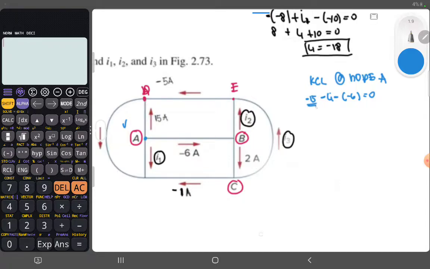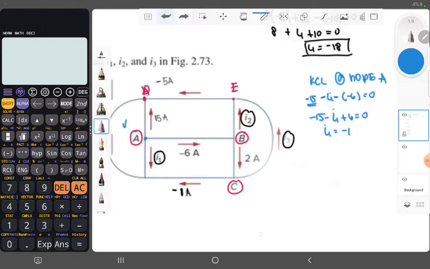So, from here, I will have negative 15 less I1 plus 6 equals 0. So, transpose natin yung I1. I will have a value equal to negative 15 plus 6 is equal to positive 9. So, pag transpose natin yung I1, we'll have a value of our I1 is equal to negative 9. So, this is negative 9. Okay? So, yan. Next, so nakuha na natin yung I1.